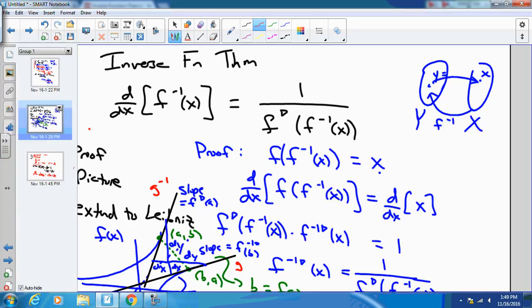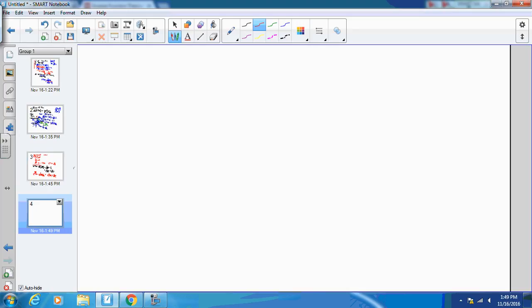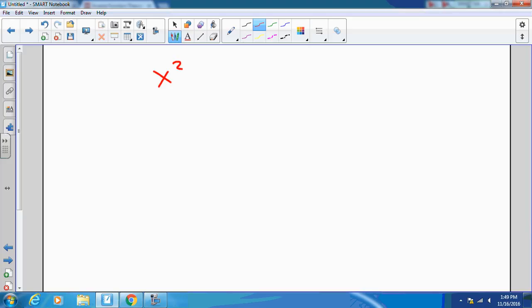What I'd like to do now is to extend our inverse function theorem to situations where we are given a relation between x and y, but not an actual function. So let's go back to that relation that we had for our quiz. X squared y plus y squared is equal to 2. And in the quiz, I asked you to find dy dx. But now I want to ask a different question. What is the derivative of the inverse of y?